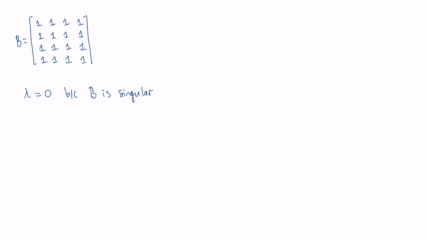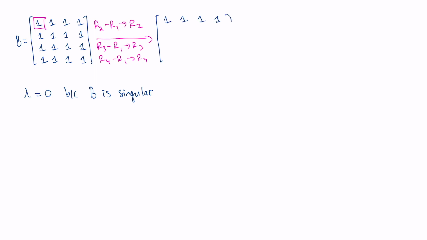Of course, I can prove this by just solving the determinant of B minus lambda I and showing you what it is. But I could also use the fact that the null space of B has dimension 3. So if I reduce B, I do row 2 minus row 1 into row 2, row 3 minus row 1 into row 3, row 4 minus row 1 into row 4, what do I get? I get 1, 1, 1, 1, and then a bunch of zeros.